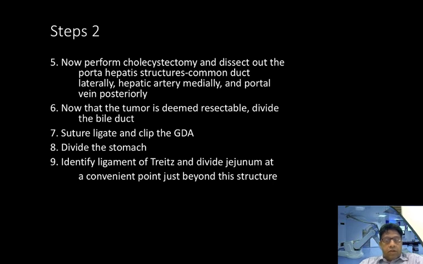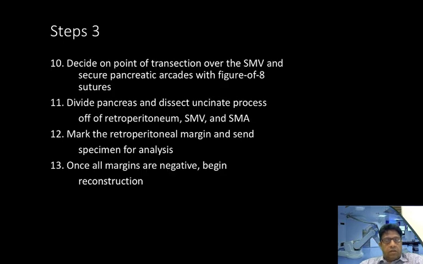The gastroduodenal artery is suture ligated and a clip is applied to identify it so that it can be noted on CT or plain X-ray. The stomach is then divided, and the ligament of Treitz and the jejunum at that point are mobilized, and the jejunum is transected at a convenient point just beyond the duodenojejunal junction. Then we decide on a point of transection over the SMV and secure the pancreatic arcades with a figure of 8 suture.